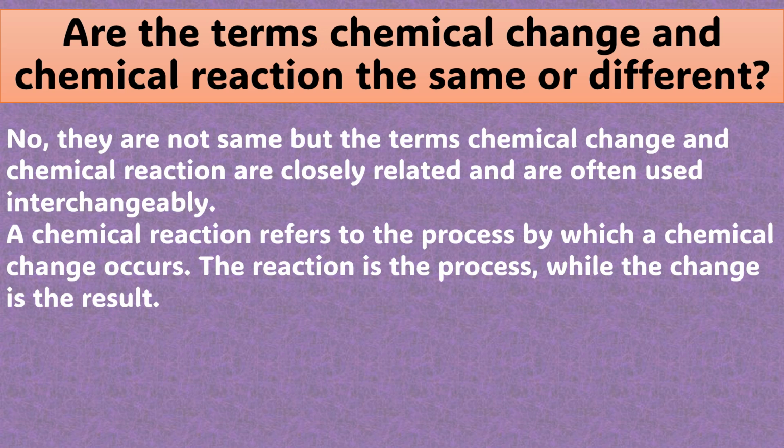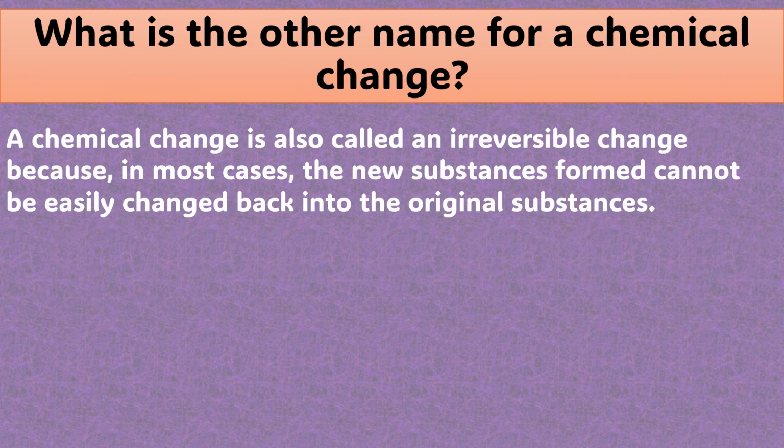Answer. No, they are not the same, but the terms chemical change and chemical reaction are closely related and are often used interchangeably. A chemical reaction refers to the process by which a chemical change occurs. Change is the result. Question number 18. What is the other name for a chemical change? Answer. A chemical change is also called an irreversible change because, in most cases, the new substances formed cannot be easily changed back into the original substances.